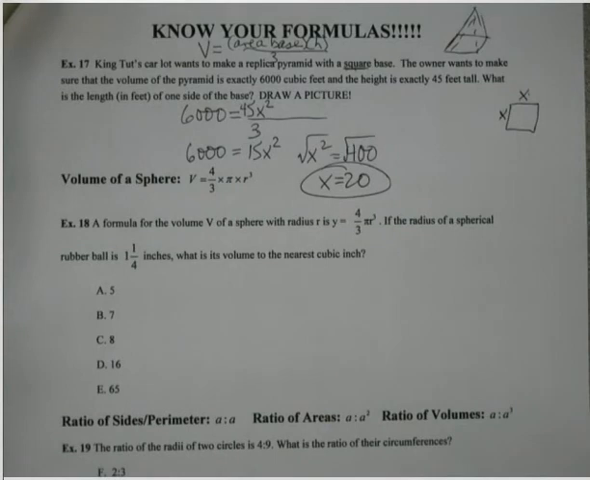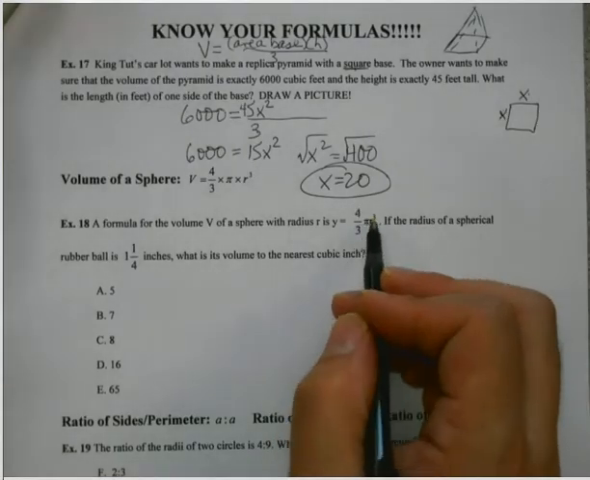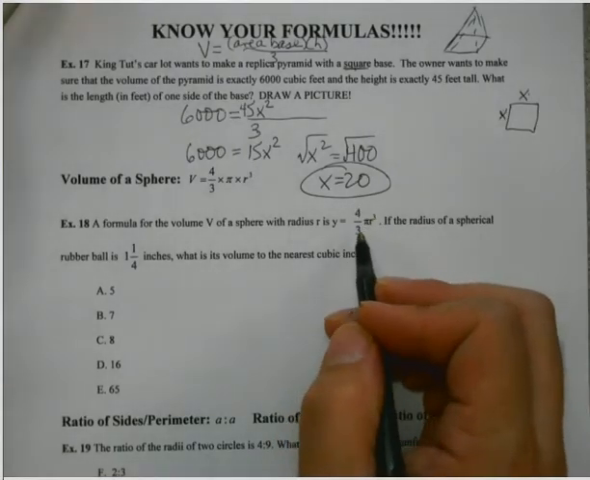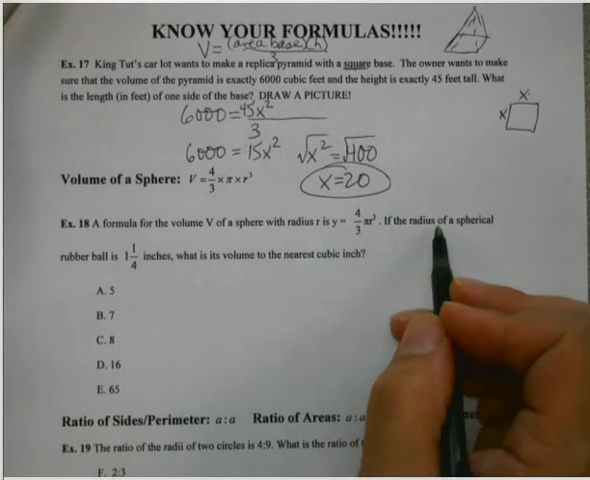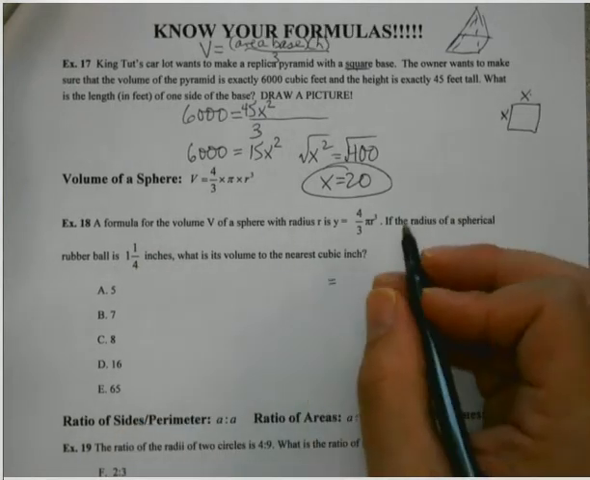Down the home stretch, volume of a sphere, 4/3 pi r cubed. So all they're going to tell us here, they give us the formula. They're nice every once in a while. Most of the time they won't be in these tests. If the radius of a spherical rubber ball is 1 1/4 inches. Now most of us are going to a calculator with this.